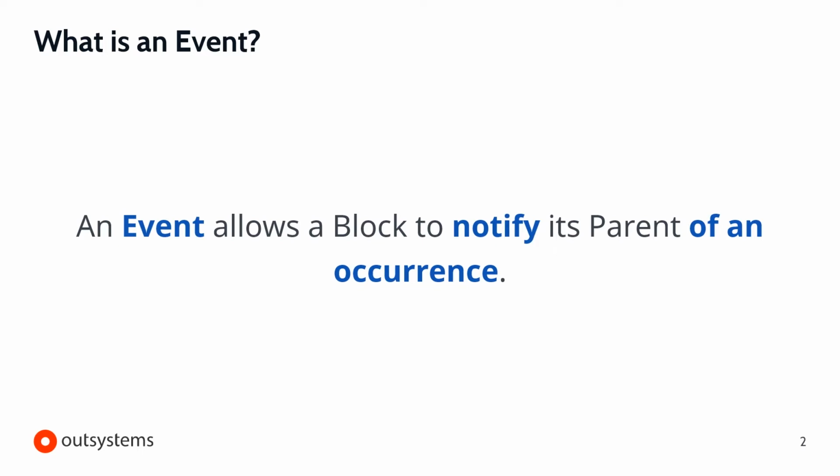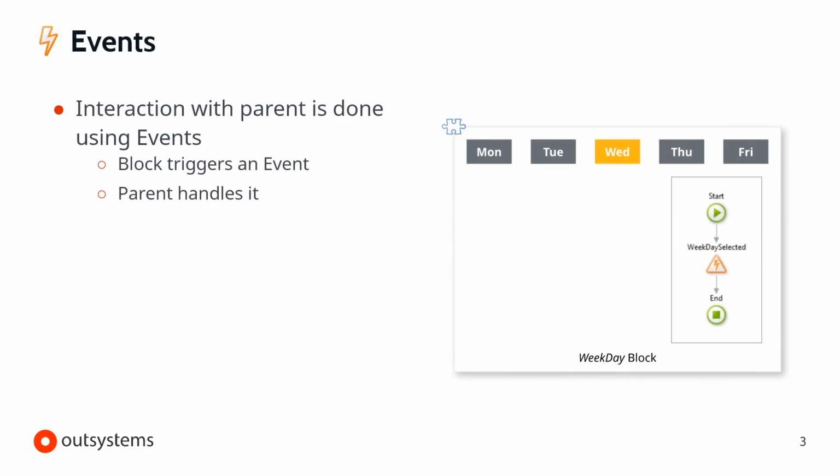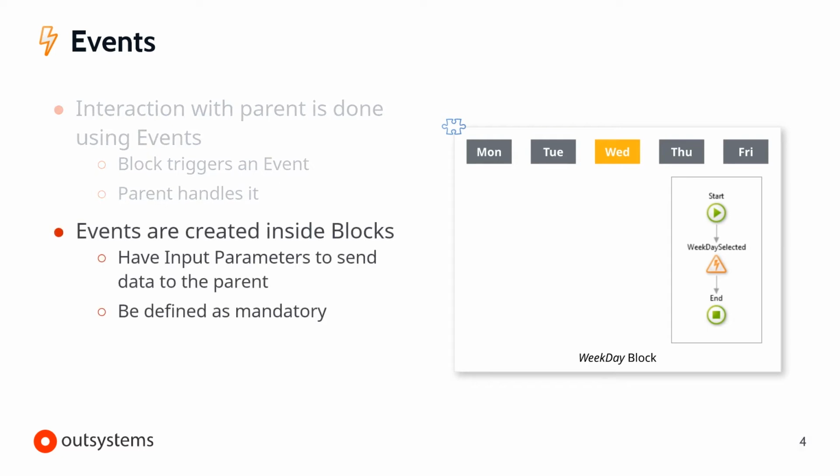An event is an element that allows a block to interact with its parent by notifying it that a particular event has occurred. So, for a block to interact with its parent, we need to use events. Essentially, the block triggers an event, and then the parent will handle it and act accordingly. This means that events are defined inside blocks. These events may have input parameters and be mandatory or not.